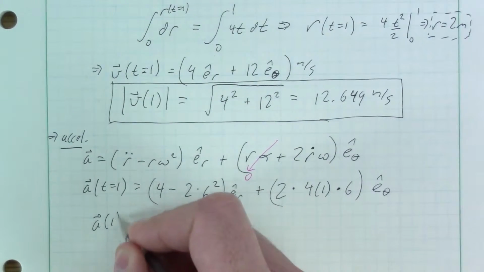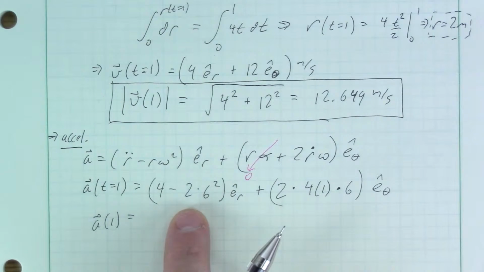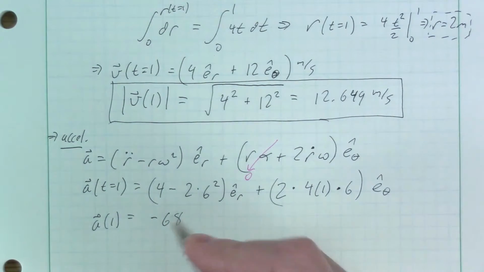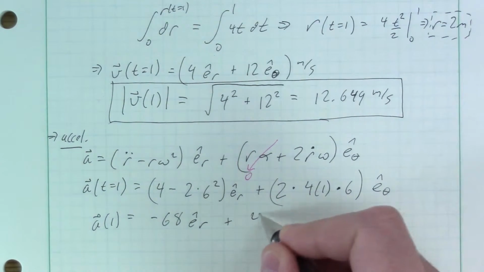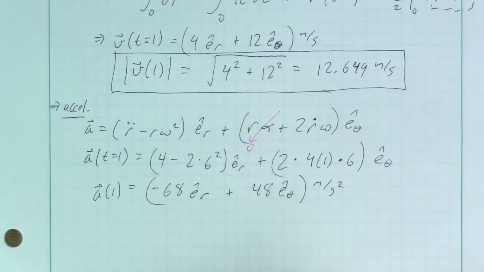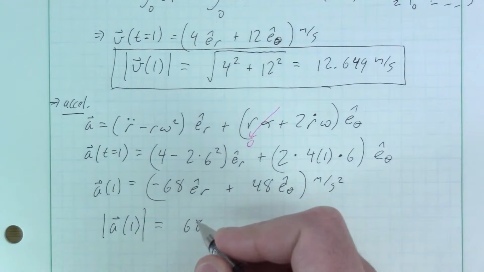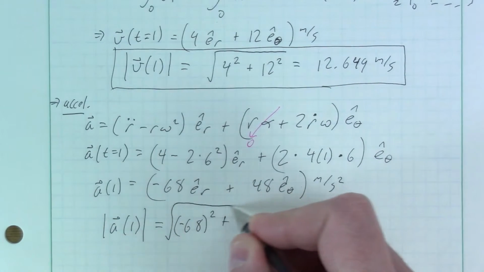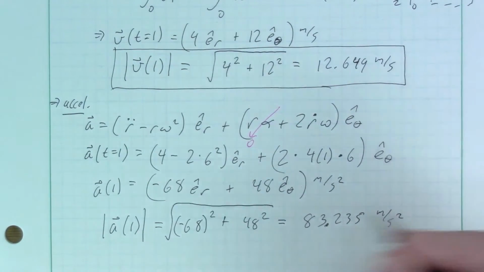Okay, so a at time 1 is then 4 minus, so 36 times 2 is 72, subtract that from 4, so negative 72 plus 4 is negative 68, and then we have 4 times 6 is 24, times 2 is 48, e hat theta. All of this, our units are meters per second squared, and so just another magnitude to take of this vector. Let's be really careful. Minus 68 squared plus 48 squared, square root, is 83.235 meters per second squared.